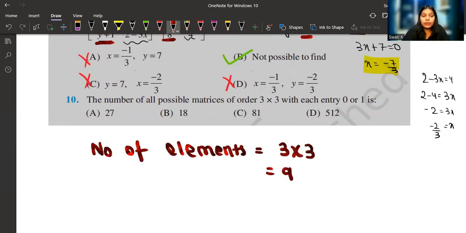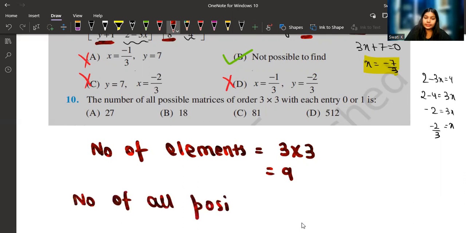So the total number of elements is 9, right? Now, that it should have entry 0 or 1 only, right? So if it has the entry 0 or 1, that means you have only two choices, right? Two entries are possible and the total number of elements is 9. So total, how many possible matrices are there? So the total number of possible matrices, or I can write a number of all possible matrices.